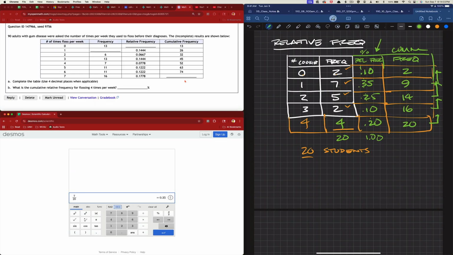And our extension to represent those same ideas. Complete the table using 4 decimal places when applicable. So that we could do. What is the cumulative relative frequency for flossing 4 times per week? So that is 52. All right. So hopefully this clears some things up for some folks.